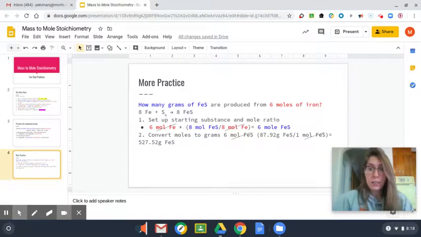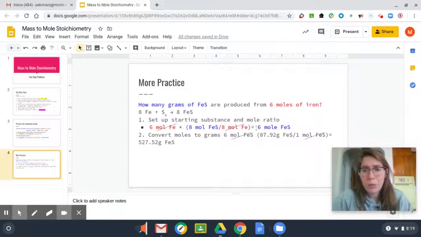If my desired substance is going to be in grams, but my start substance is already in moles, my conversion is going to be at the end of the problem. I'm going to have to solve the problem first, then convert to grams. So my starting substance is 6 moles of iron, so I'm going to set up my starting substance in a mole ratio. I start with 6 moles of iron. My desired substance is iron sulfide. According to my chemical equation, I've got 8 moles of iron sulfide for every 8 moles of iron. That's pretty easy because if you look at this as just a division problem, any number divided by itself is 1. So 6 times 8 over 8, or 6 times 1, is going to be 6.